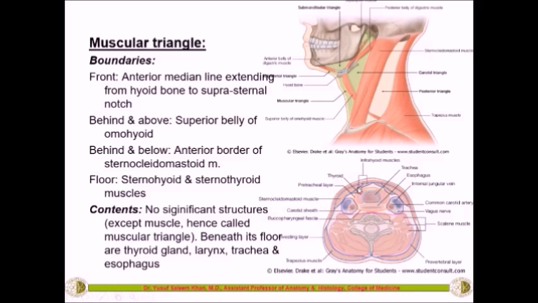Superficially, this is the cross section of the neck. So superficially, if you see after the skin, superficial fascia and other things, you can see the infrahyoid muscles. If we go deep inside, only then we can trace all these structures, the thyroid gland, trachea, esophagus and other structures. Usually it is said that it doesn't have significant structures unless we go deep inside. So that's why it is called the muscular triangle.